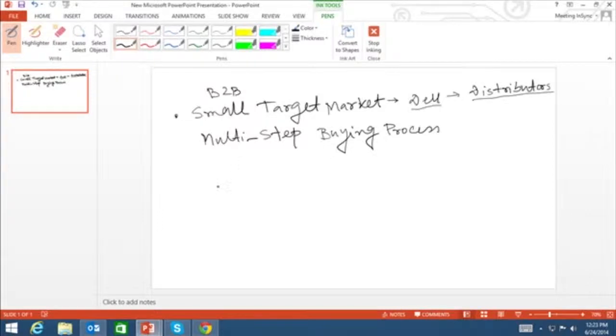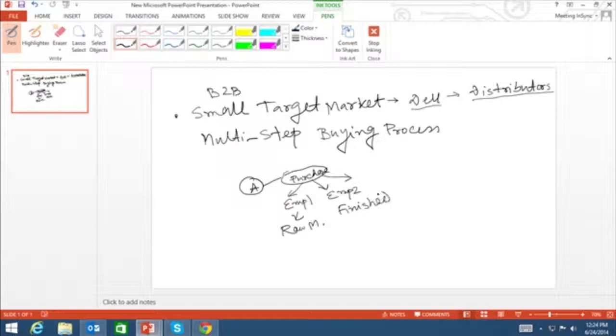So first of all, how does this happen? For example, this is a company called A. This company has a purchase department. In the purchase department, there are several employees. Employee 1 is looking after the raw materials. Employee 2 is looking after the finished goods. And there is one purchase manager.